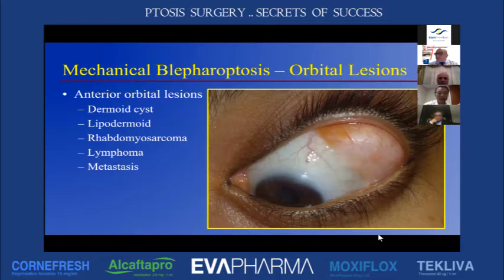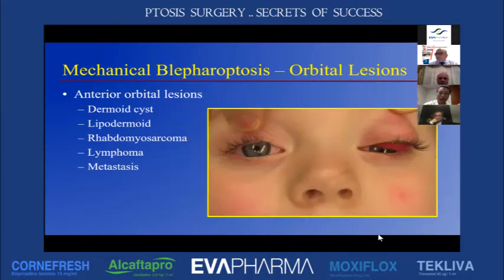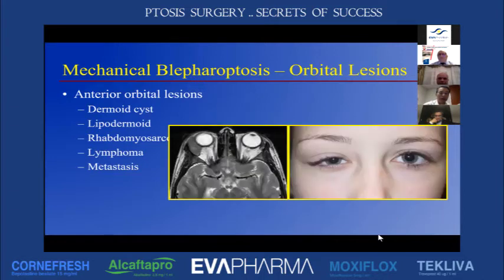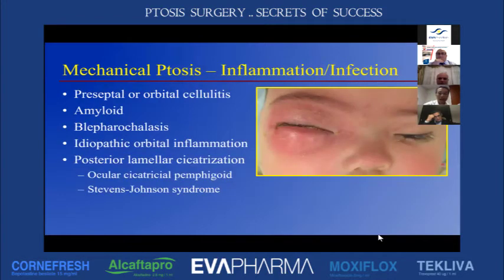This patient has a lipodermoid on the left side, and that was resulting in a mechanical ptosis of the left upper lid. Here's a rhabdomyosarcoma. This was taken in the operating room, so we're manually lifting both eyelids, but you can see the large mass on the left side that was causing a mechanical ptosis. You can have lymphoid infiltrates like lymphoma. This patient has a lymphoma of the right lateral orbit there, causing a mechanical ptosis of the right upper lid. And then, of course, metastatic lesions can also cause a mechanical ptosis as well.